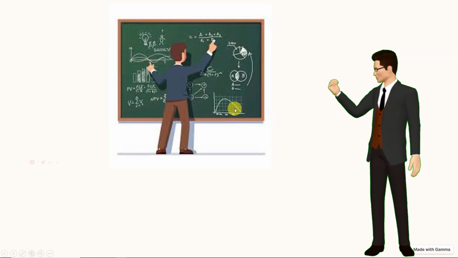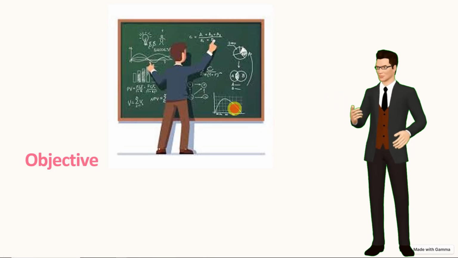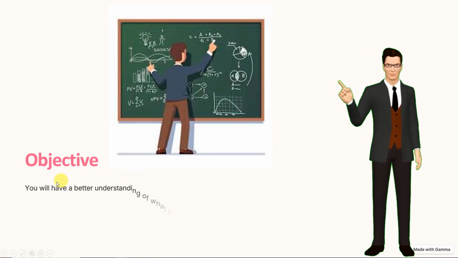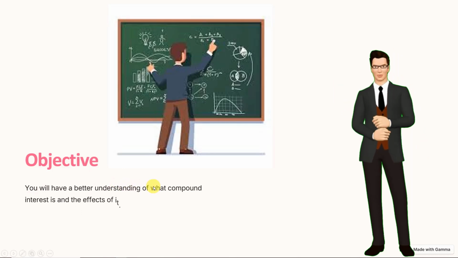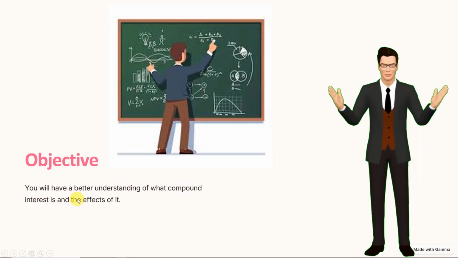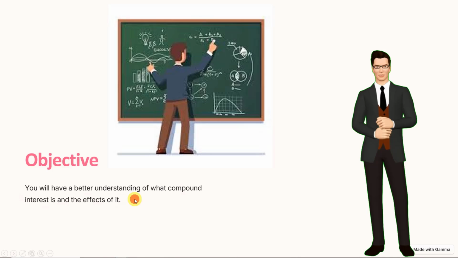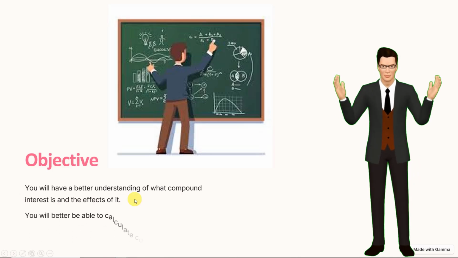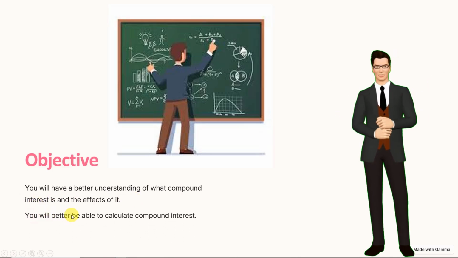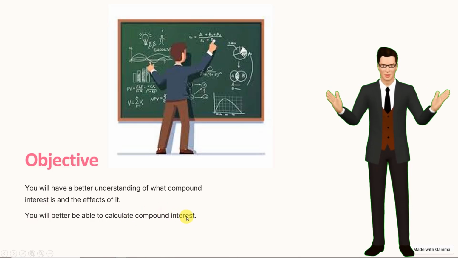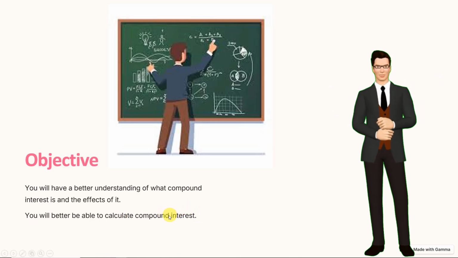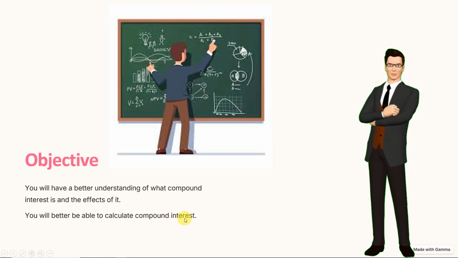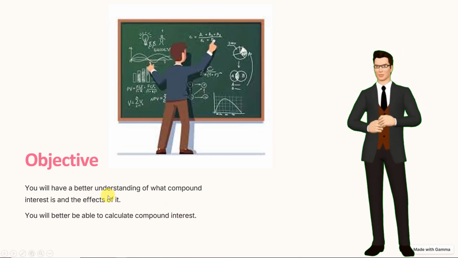So let's look at the objective of our lesson. The first one is you'll have a better understanding of what compound interest is and the effects of it. The effects are not always good, huh? You will better be able to calculate compound interest. So you're going to be learning how to calculate your compound interest, and the good and the bad about it.